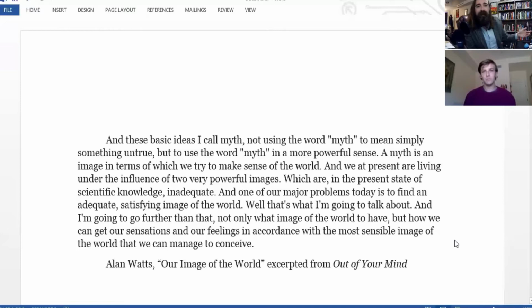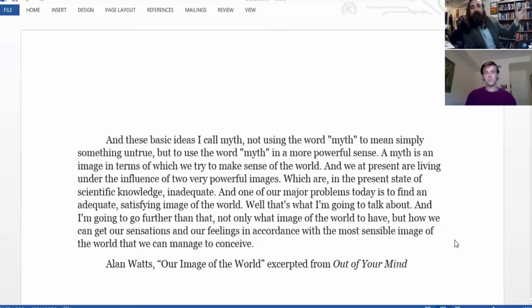A myth is an image in terms of which we try to make sense of the world. So I see that sentence, and it's a definition. It's something concrete. And so I know that's going to be at the other end of the spectrum, likely a 1 or a 2, depending on how you're defining those. Yeah. Anytime we have a general is statement, we're really looking at a definition. And so this is his definition, as opposed to simply something untrue. We've gotten a new definition that we're going to need to understand what's coming next.